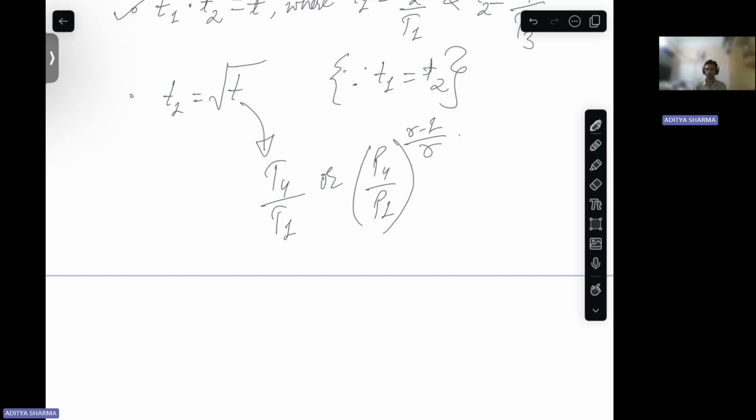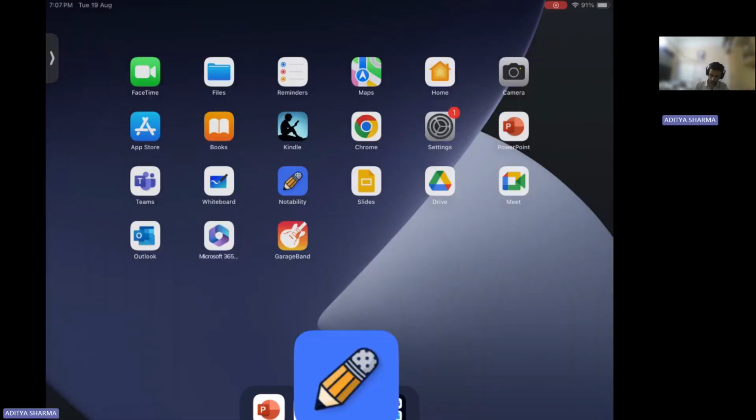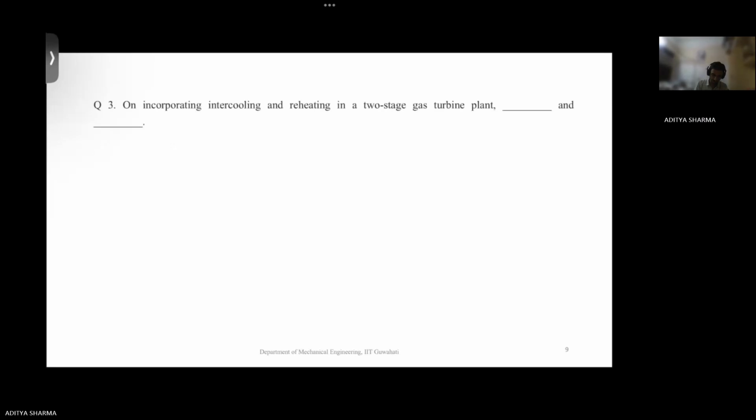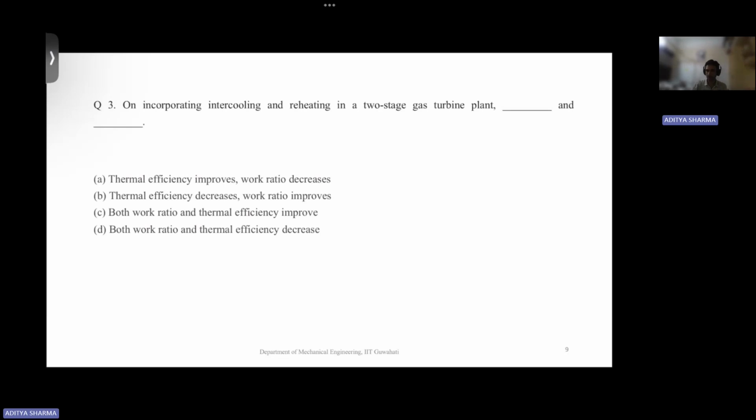So let's see the questions then. So first question I have, this is not a numerical question. After this question, all the questions I have for this session are numerical in nature. So please read this question and try to answer this.